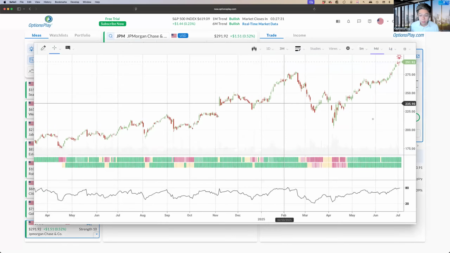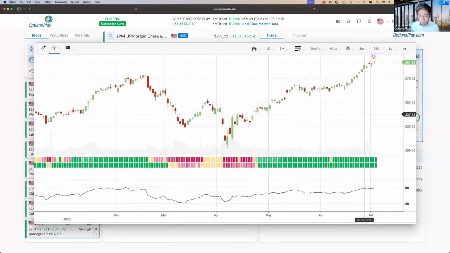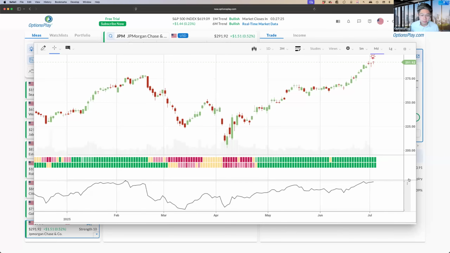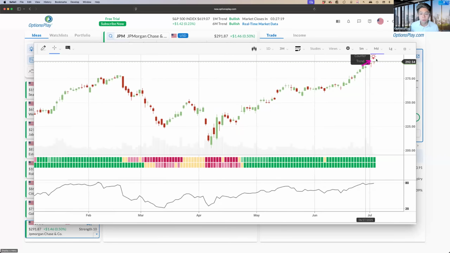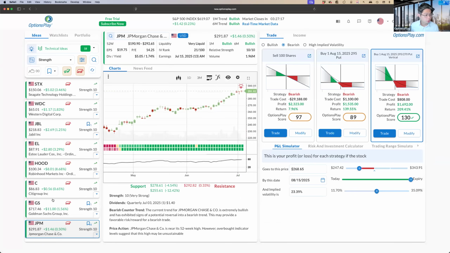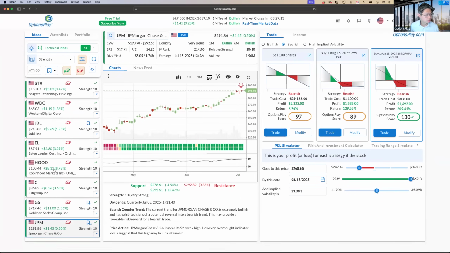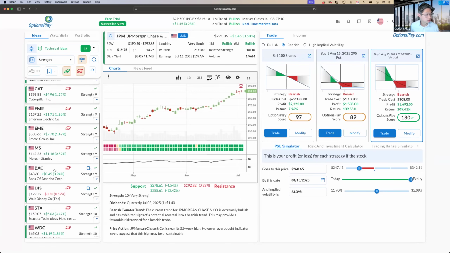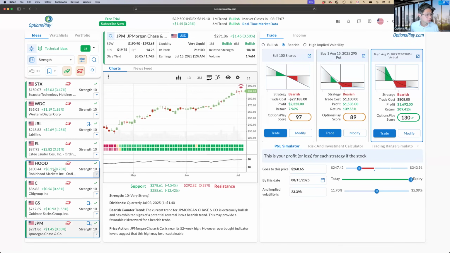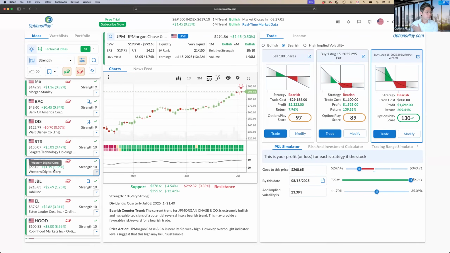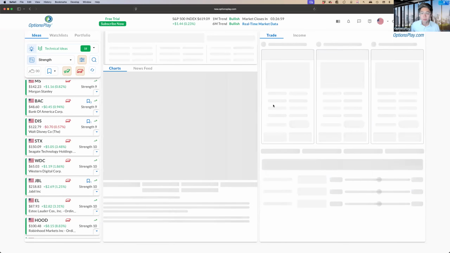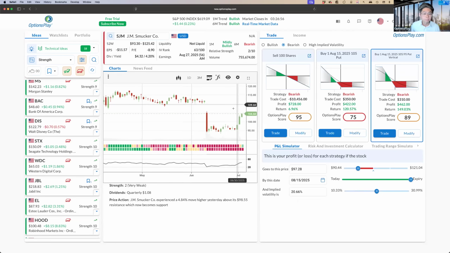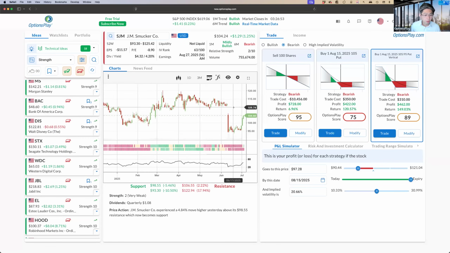JP Morgan, here's one. Yeah, it looks like there might be a little bit of divergence here, but not quite enough, in my opinion, to justify it. So you really have looked at all of these, right? Someone said Smuckers. Where is Smuckers? Is it on this list? Or are you just saying Smuckers as a symbol has divergence? Let's take a look at that. No, I wouldn't quite say that this is divergence.